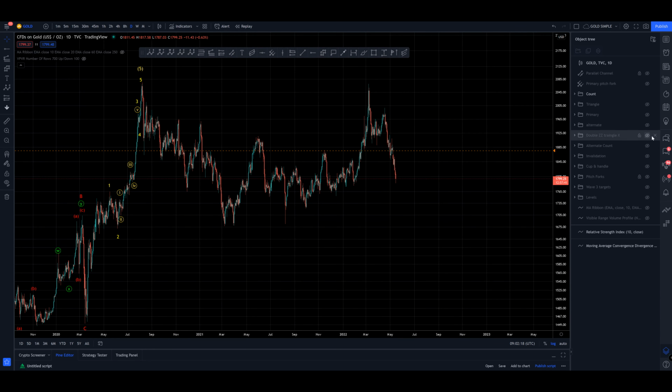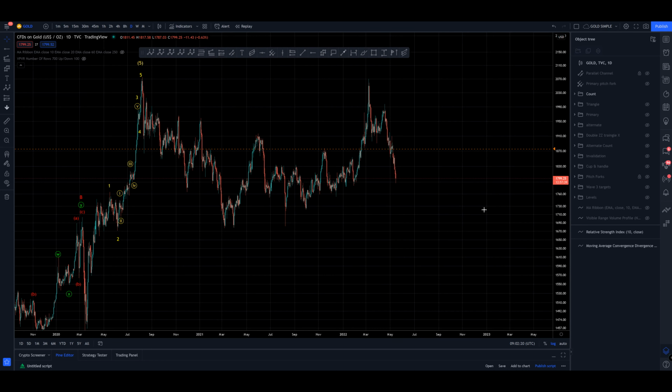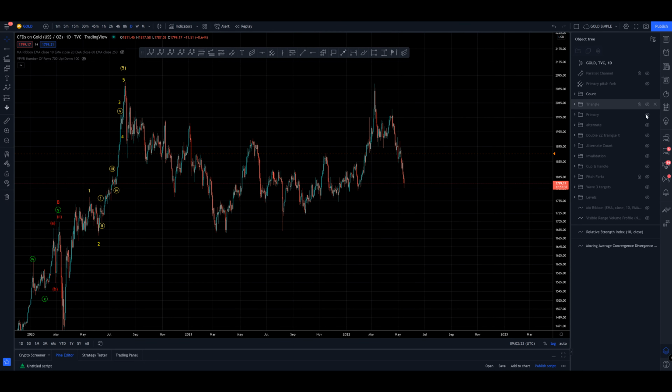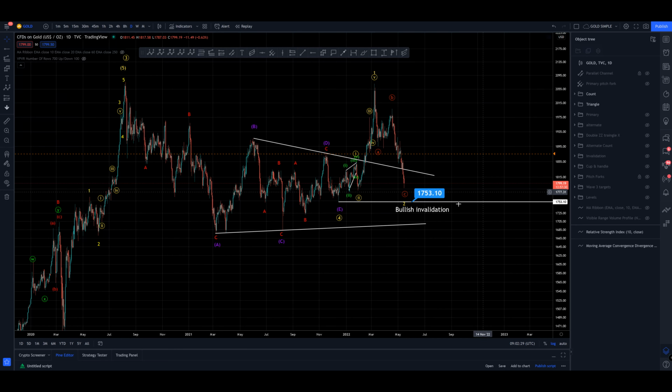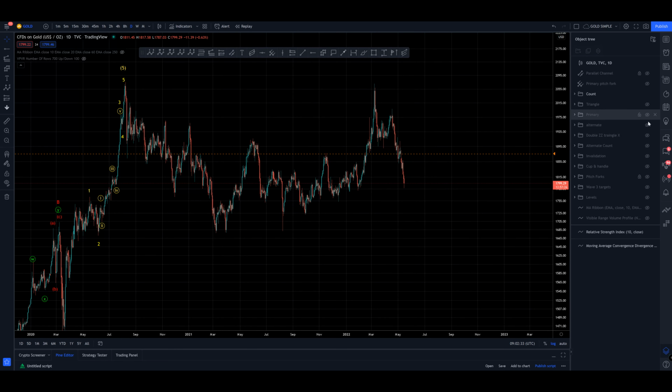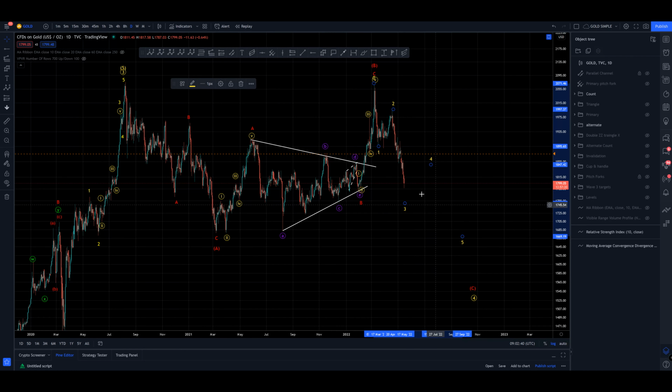Right, so that's how I see things in gold. Let's just do a quick recap of those 2 invalidation levels again. You're looking for 1780.36, could go any moment, today, tomorrow, and then you've got the triangle, which is a bit lower, which is 1753.10. The alternate being a flat pattern with 5 waves down in the C to unfold, likely finding the 3 with the oversold conditions sometime relatively soon.